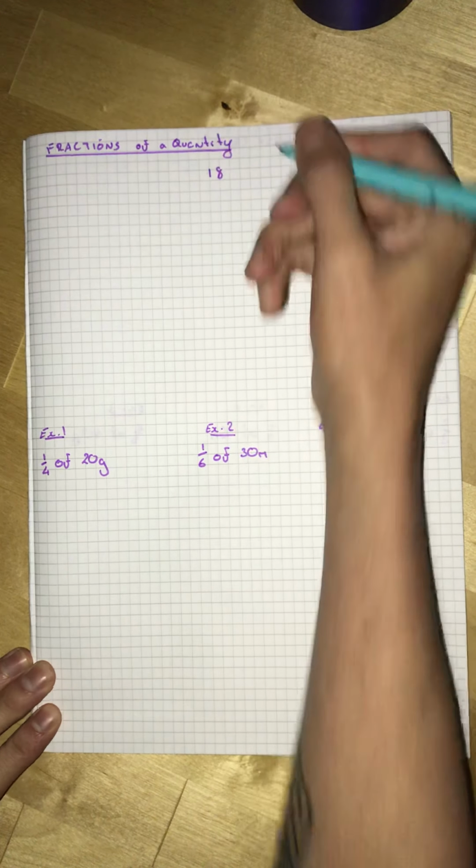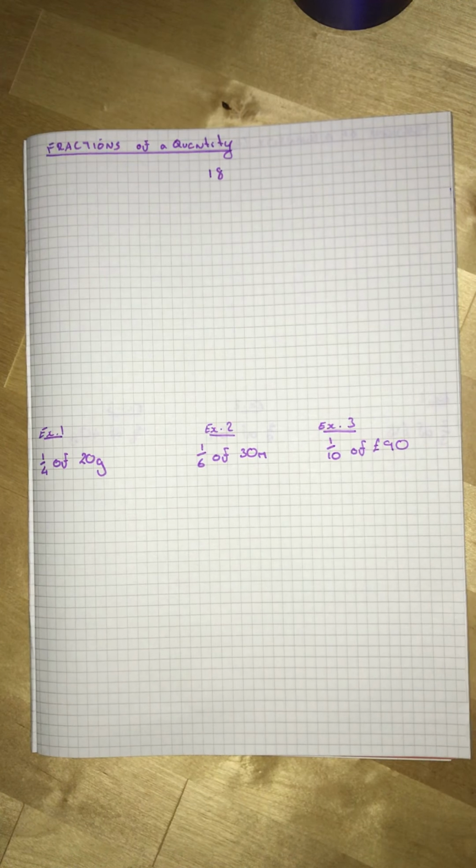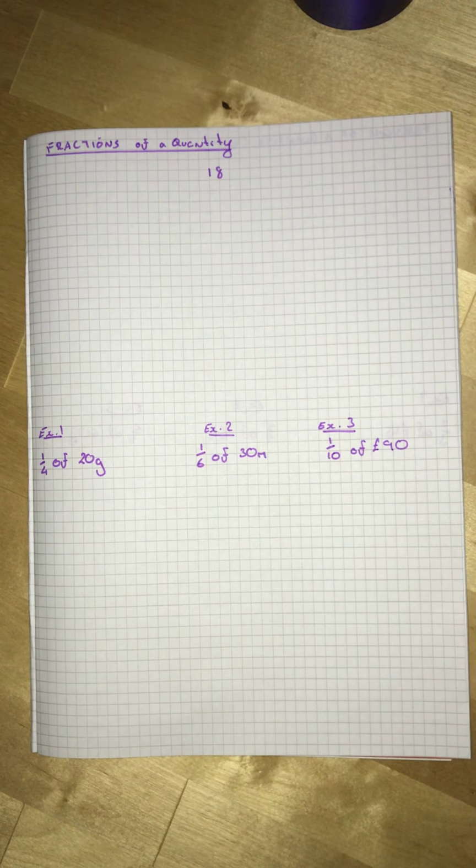So let's look at the number 18. And you can always imagine a real life situation. So say you've got 18 of something, 18 cakes, 18 footballs, and you're splitting them up between a bunch of people, because that's really what doing fractions is. We're finding a fraction of a quantity, so we're finding a part of the whole.